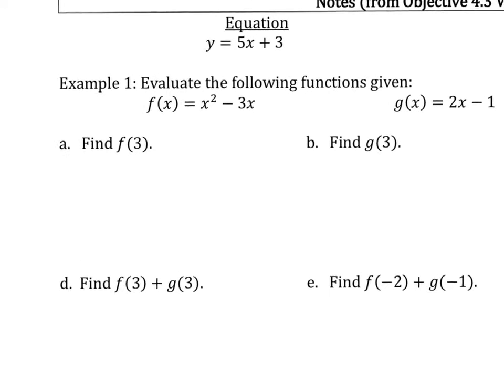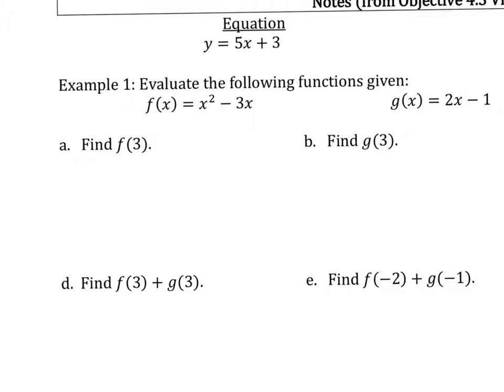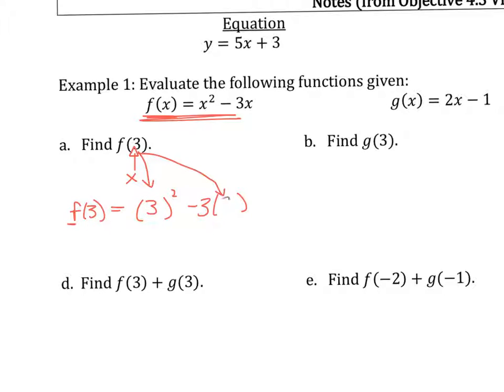We're supposed to evaluate these functions. F of 3 means plug 3 in for x. So if I'm finding f of 3, I'm looking at function f, so this guy right here. Everywhere I see an x, I'm going to put a set of parentheses in place of the x, and this is what goes in those parentheses. Then you would use order of operations to solve from there.